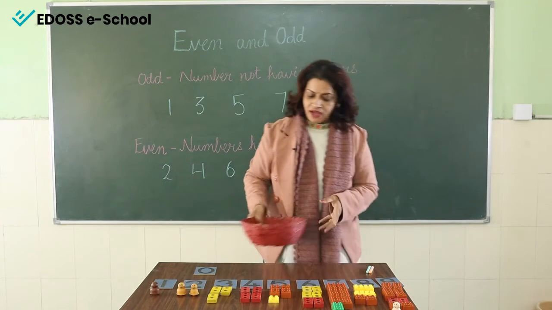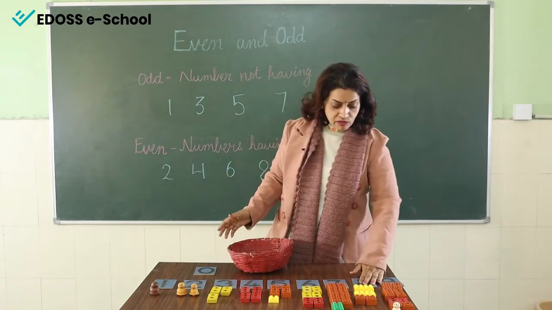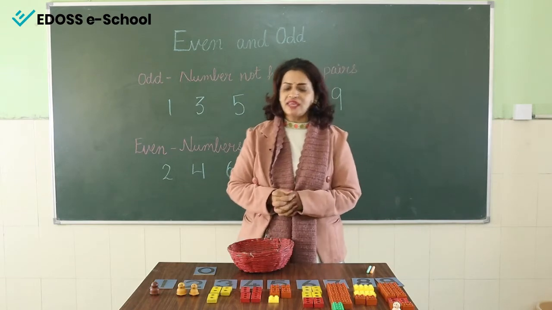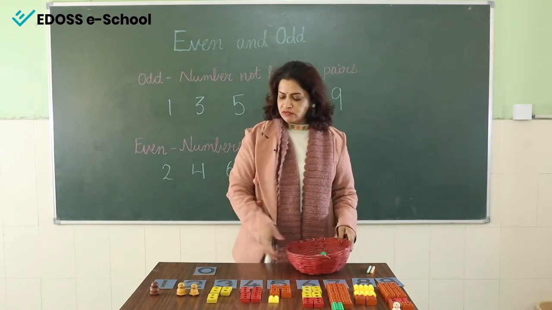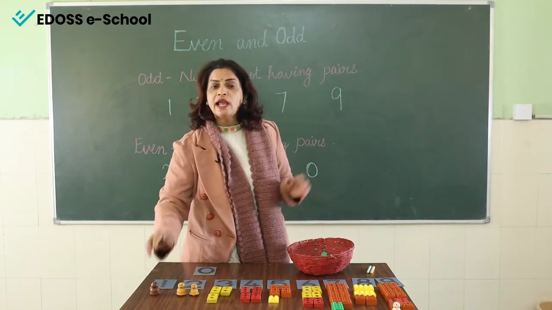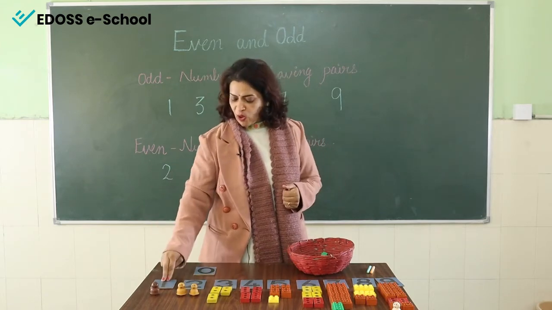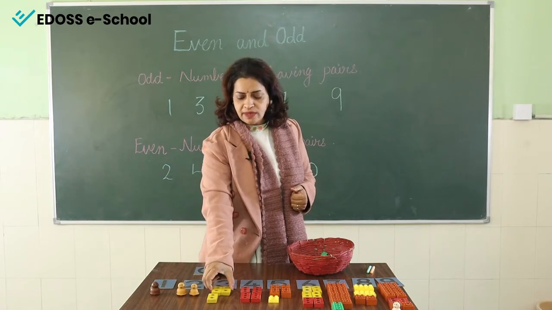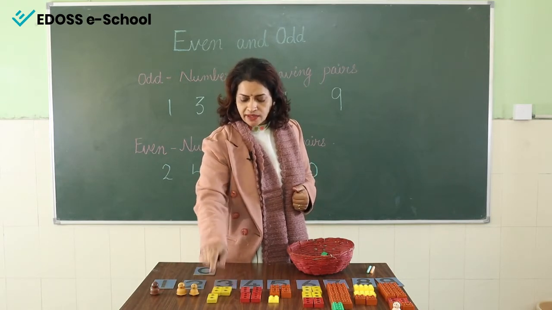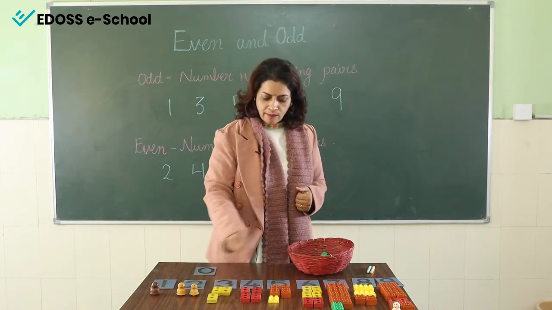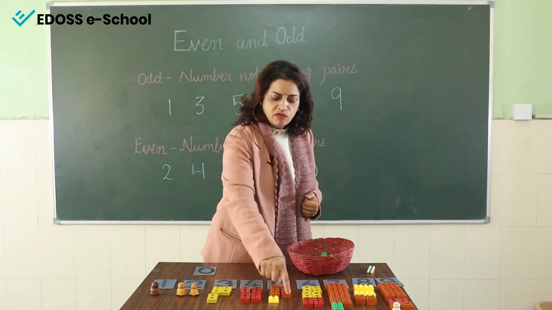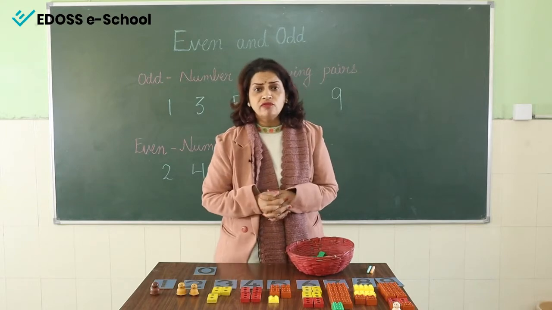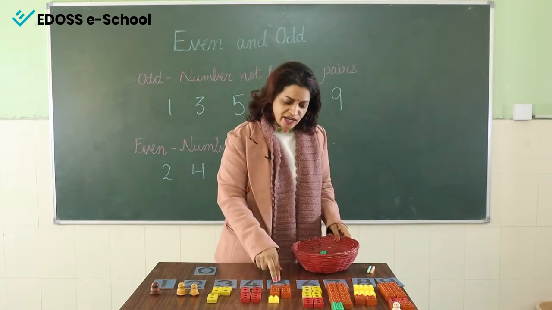So now children, can you tell me which numbers are odd numbers and which numbers are even numbers? So yes, we can see that 1 is all alone without a partner. It is an odd number. Again number 3, 1 is a complete set, but again without a partner, it is also an odd number. Number 5, again 1 is left without any pair. So that means it doesn't have a friend of its own. So it is an odd number.